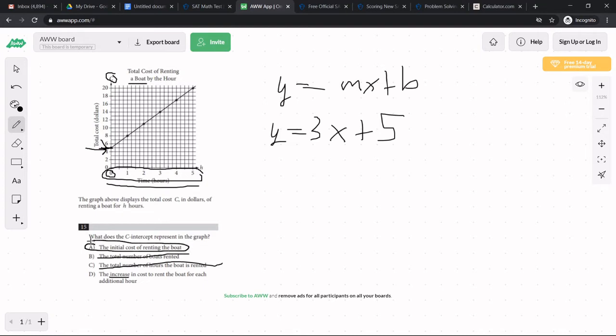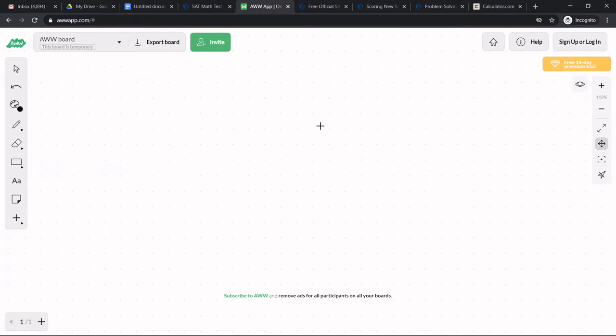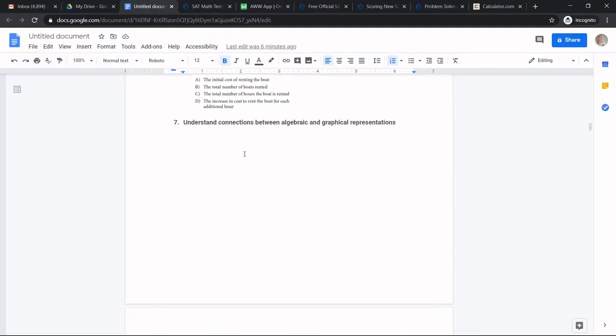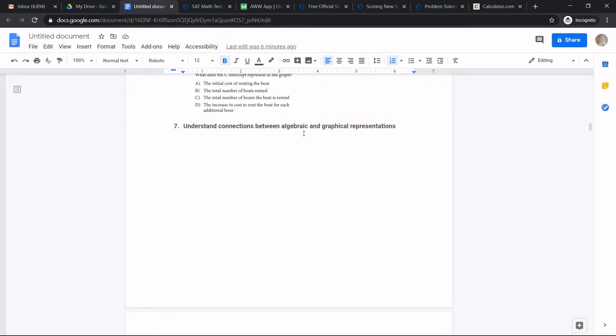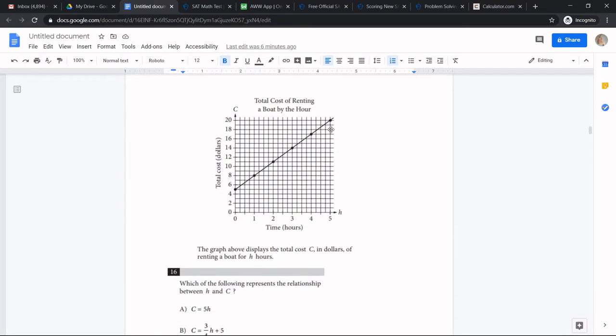Most of the time when you have x equals 0, when it's the y-intercept, or I guess in this case c-intercept, it's pretty much always just going to be the initial cost, the initial height, the initial pressure, the initial something, whenever you're dealing with a problem like this. Alright, so that's enough for that section, understanding connections between algebraic and graphical representations.